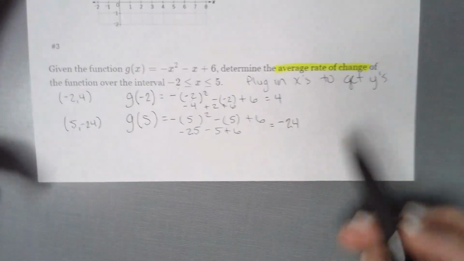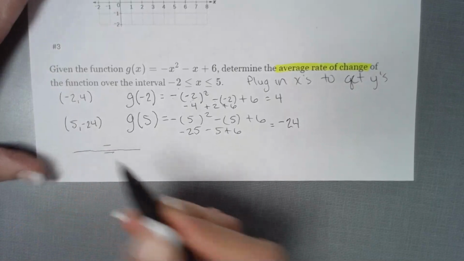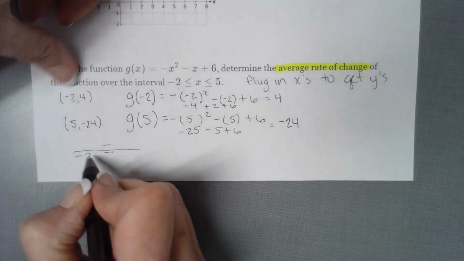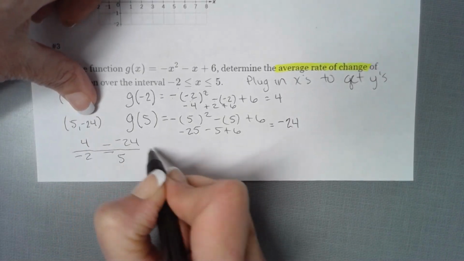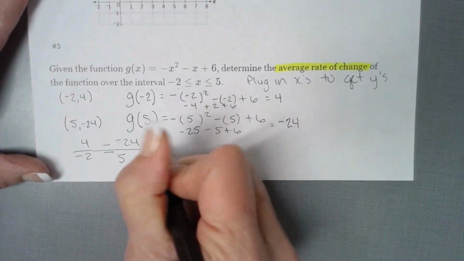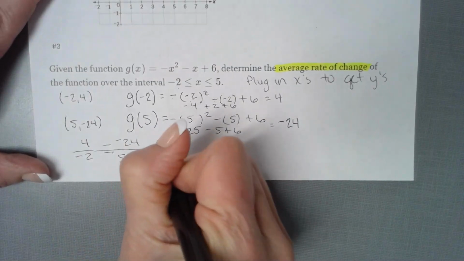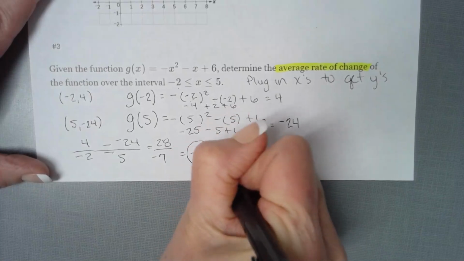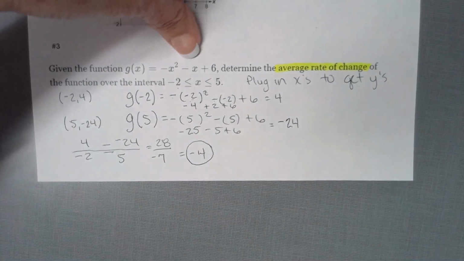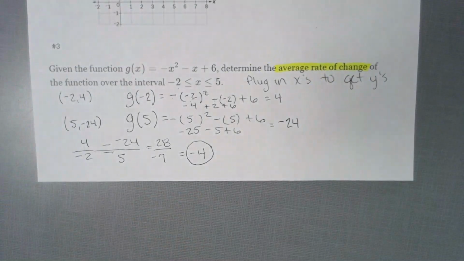And now, remember, we're finding the average rate of change, so that's the slope. I'm going to do down, up, down, up. When I combine here, I get a 28. When I combine here, I get a -7. When I simplify, I get a -4. So the average rate of change over the interval -2 to 5 is -4.